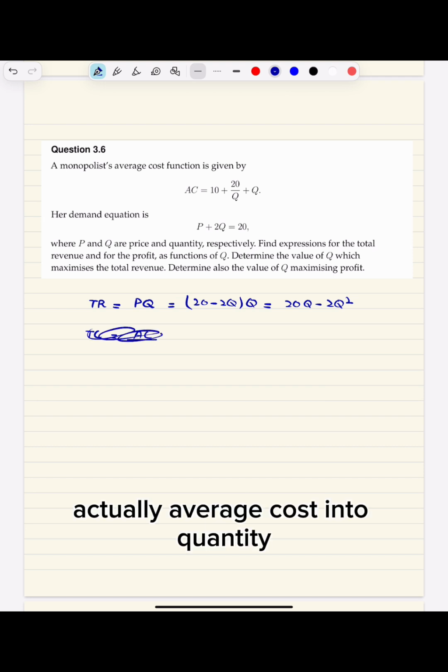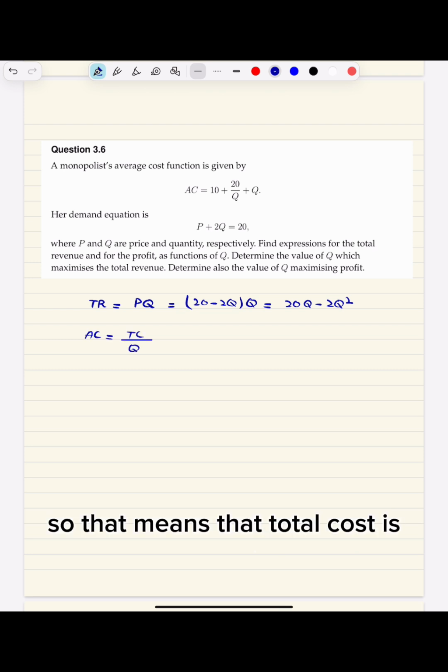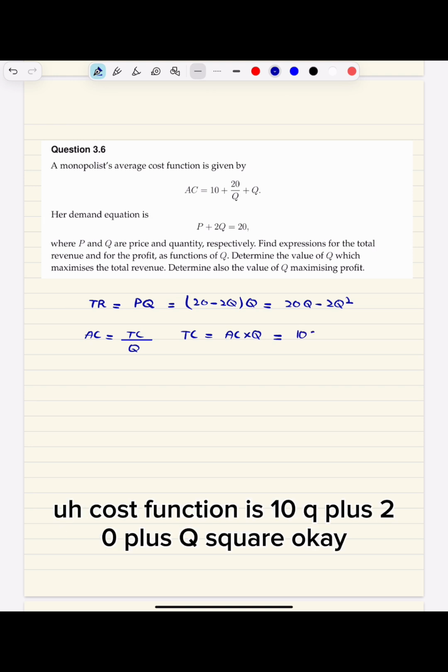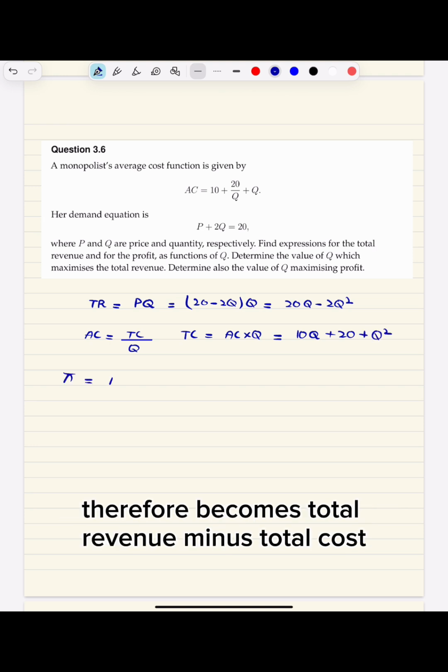Actually average cost into quantity, because average cost is total cost divided by quantity. So that means that total cost is average cost into quantity. So therefore the total cost function is 10q plus 20 plus q square. Okay, the profit function therefore becomes total revenue minus total cost.